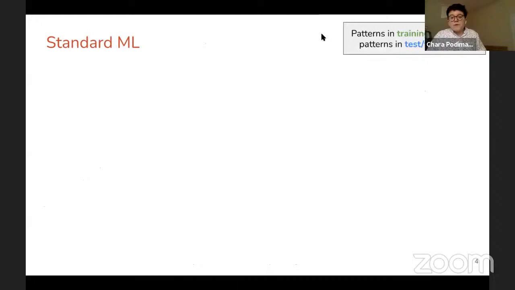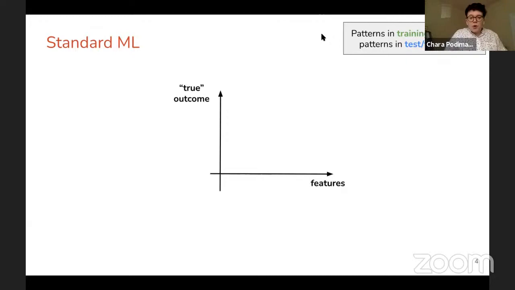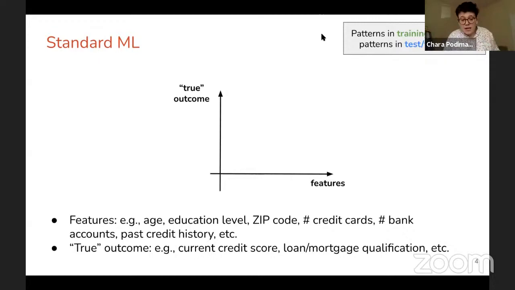And just to give you a pictorial representation of what this process looks like from the standard ML lens and from a more quote unquote technical perspective, if we want to see how a bunch of features correlates with a true outcome for something, where features can represent someone's age, the education level, the zip code that they have, the number of credit cards, the number of bank accounts, you can see features are basically all the characteristics that you can come up with and you think that they correlate with the true outcome. And what is the true outcome? Examples include the current credit score, the loan or mortgage qualification, or in general, your credit worthiness if we talk about such settings.